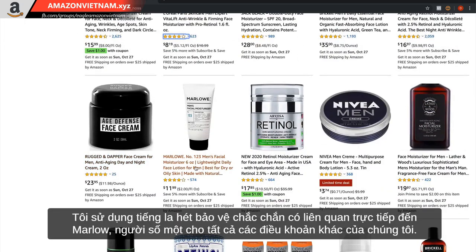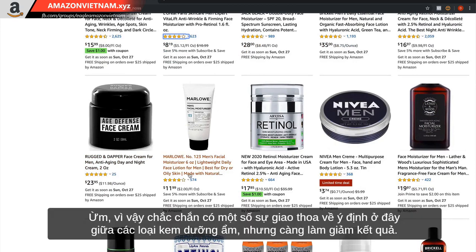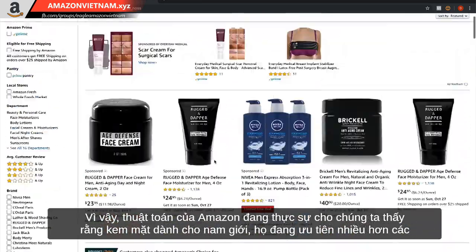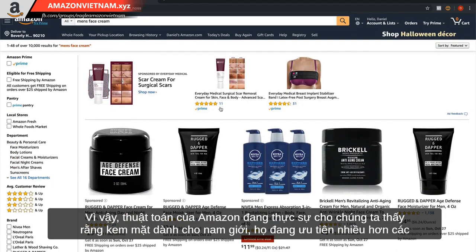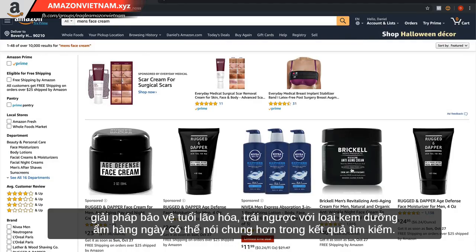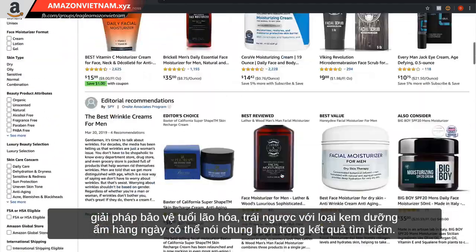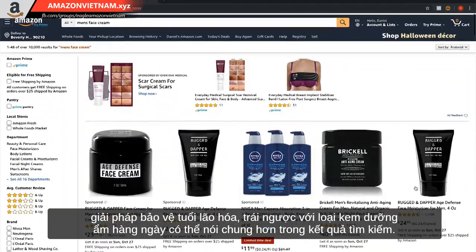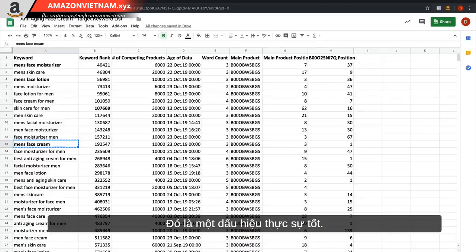There's Marlow, which appeared #1 for all of our other terms. So definitely some crossover in the intent here between moisturizer, but further down the results. So Amazon's algorithm is actually showing us here that for men's face cream, they're prioritizing more of the anti-aging age defense solution as opposed to maybe the more general daily moisturizers in the search results. That's a really good indication.